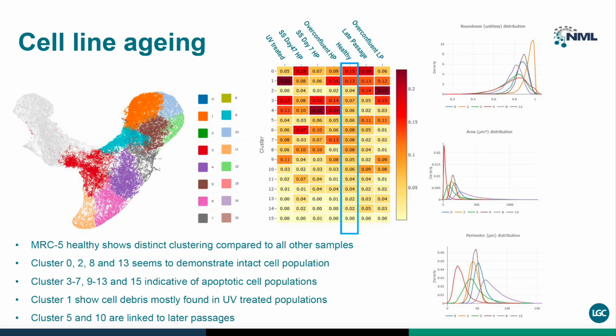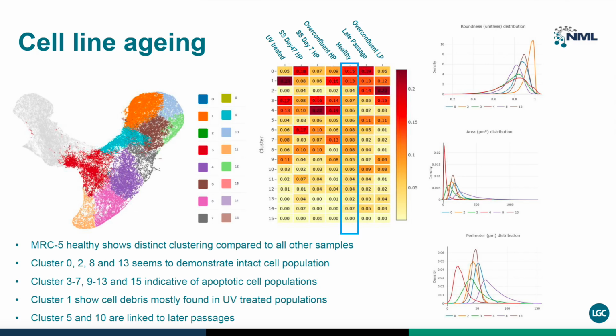So what we want to look into further is using DeepCell and its morphological clustering. We were able to reveal healthy cells, and they actually form distinct clusters, in agreement with the previous slide, whilst apoptotic and debris populations are more prevalent in late passage and UV treated cells. As you can see here, clusters 0, 2, 8, and 13 seem to demonstrate these intact cell populations, along with the density and the distribution of these healthy cells in comparison to the late passage cells that you can see on this right-hand side here.